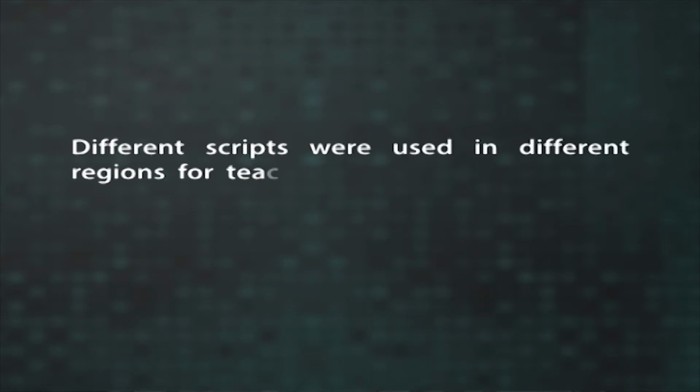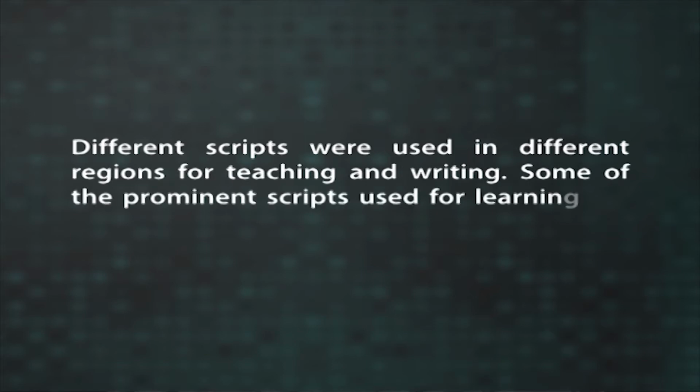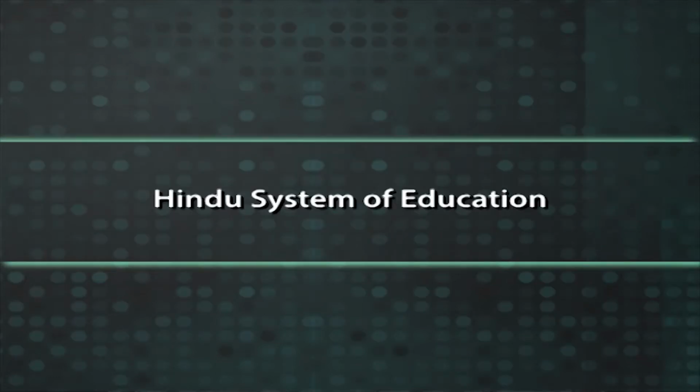Different scripts were used in different regions for teaching and writing. Some of the prominent scripts used for learning are Pali, Brahmi, Urdu, Persian, Arabic, Sanskrit, and Tamil. Hindu system of education. The institutionalization of education in India had happened with a Jainist and Buddhist influence. In the 5th and 6th century AD itself, there were Jainist and Buddhist systems of education.